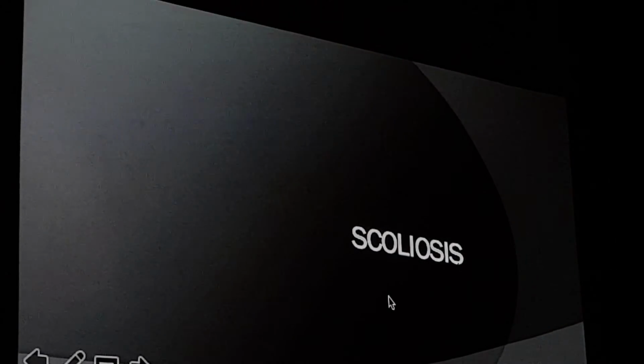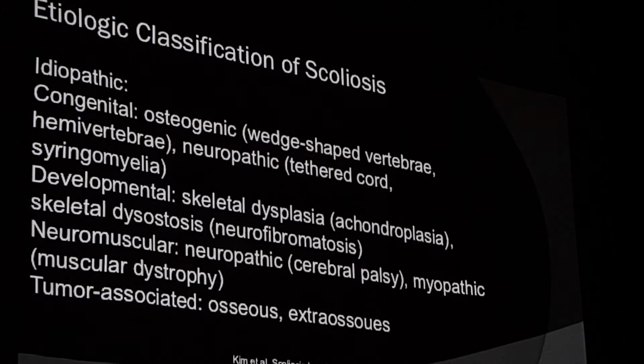Okay, must know it. The next one is a must know: scoliosis, where I'm going to teach you how to measure your scoliosis. Scoliosis can be idiopathic. If it's not idiopathic, it can be congenital, so there is an associated anatomic abnormality, or developmental or neuromuscular.